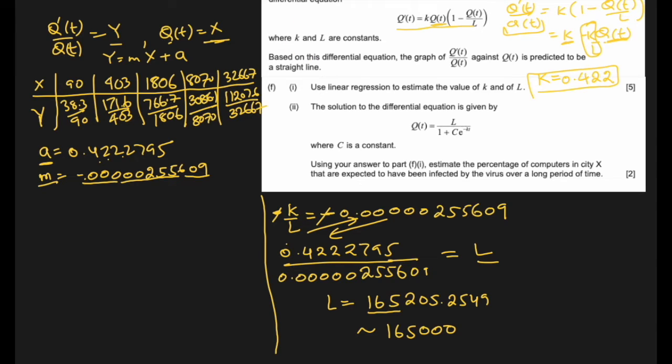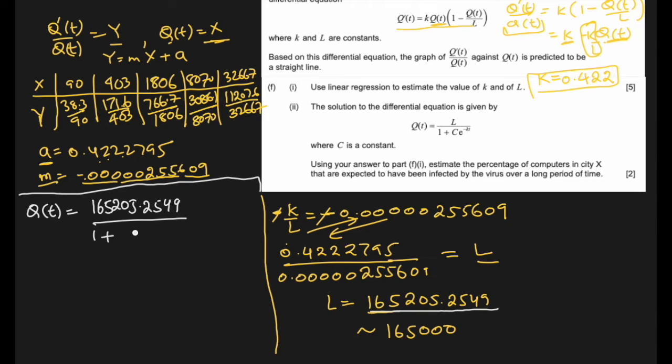Okay, all right, so let's do it. QT, that is the number of computers, right? The number of computers expected to be infected. So QT is the one, equal to L. L we got as 165,205.2549, divided by 1 plus C, and what is C? C is a constant, some constant, times e to the power minus K. K is a very small number, 0.422.